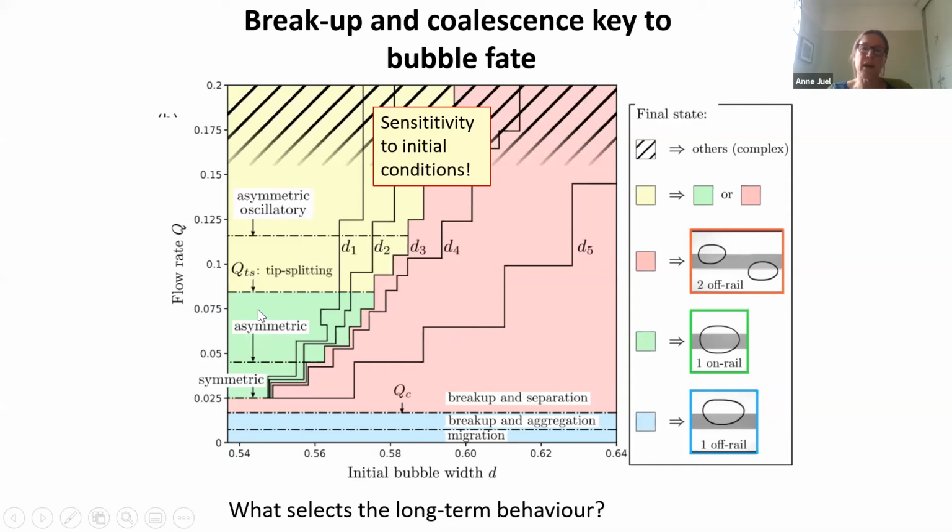That's the green area. But then, when you go to large enough flow rate, you start having this late tip splitting that comes in. And that can lead to this yellow area, which means that you get either one on-rail bubble or two off-rail bubbles, and sometimes more than two. And what we see is that as we increase the flow rate more and more, we get increased sensitivity to initial conditions. So you can ask, what is it that selects this long-term behavior?